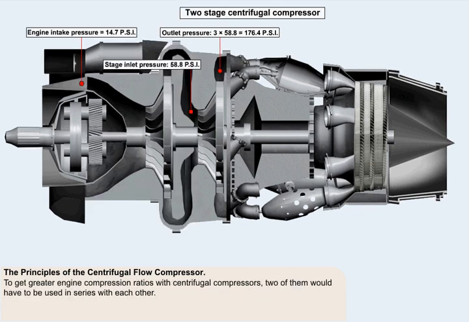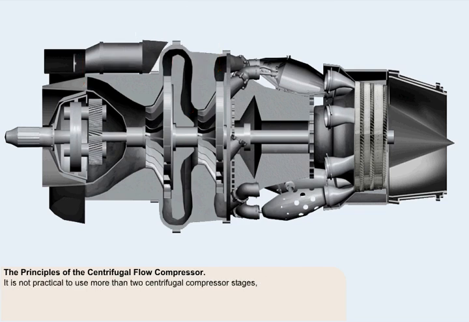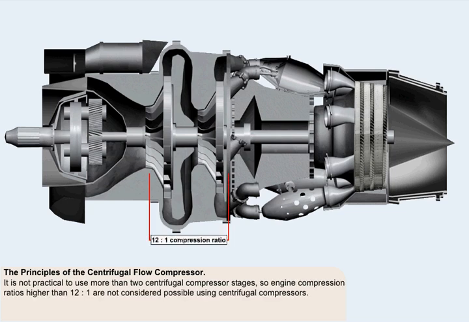To attain greater engine compression ratios using centrifugal compressors, 2 of them would have to be used in series with each other. In practice, it's not been found feasible to use more than 2 centrifugal compressor stages together. Excessive impeller tip speeds and extreme centrifugal loading prohibit efficient operation of a third stage. As a result of this, engine compression ratios of much greater than 12:1 are not considered possible using centrifugal compressors.